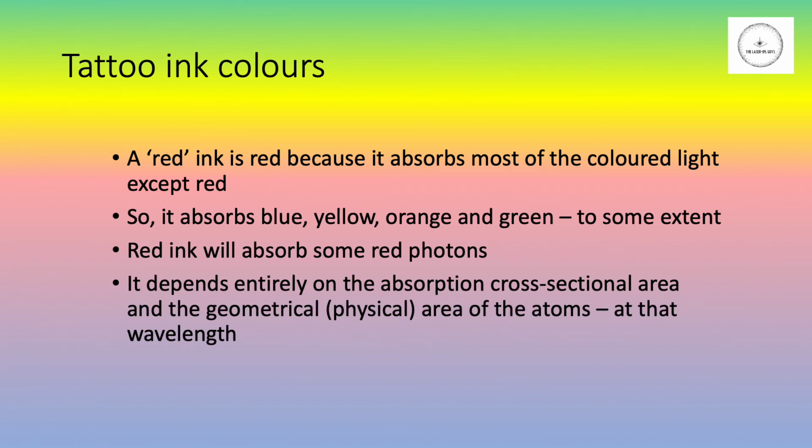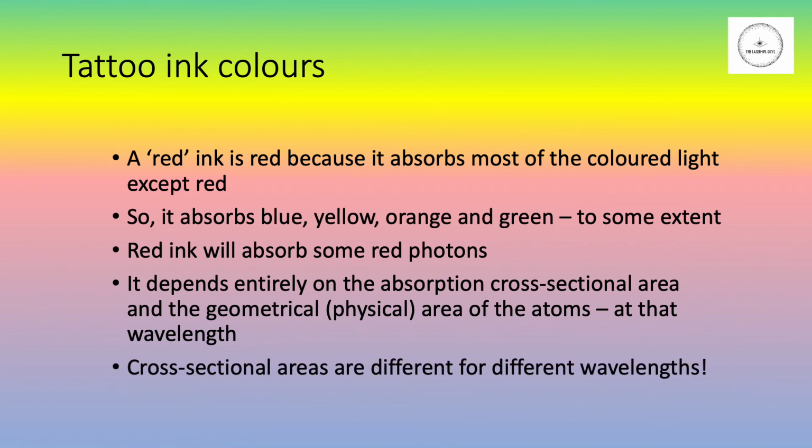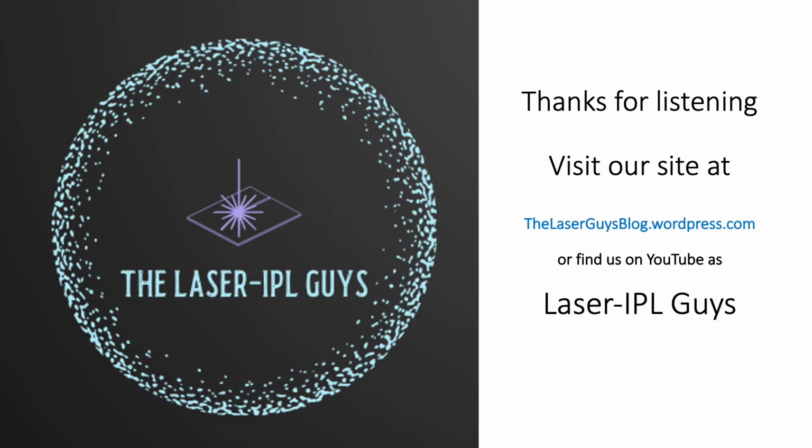It all depends on the absorption cross-sectional areas and the geometrical or physical areas of the atoms and the ratios for that wavelength, for that colour of photon. And it obviously means that it changes for different photons or different wavelengths. So this explains why some tattoo inks respond very well to some laser wavelengths, while others don't. This is why sometimes we have to change our laser wavelength when treating multicoloured tattoos.